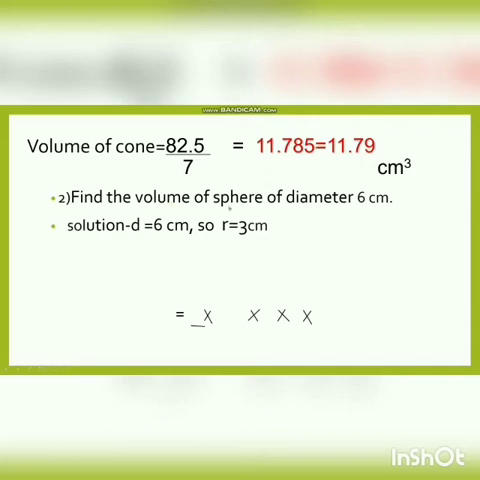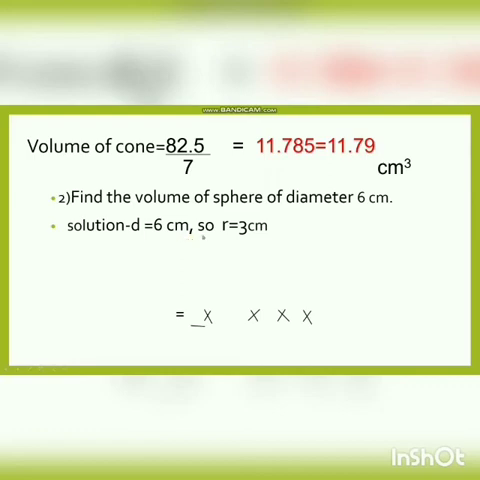Find the volume of sphere of diameter 6 centimeter. Again, listen carefully. Our example is find the volume of sphere. Diameter of sphere is 6 centimeter. We have to find out the volume of sphere. Now solution. In the example, diameter of sphere is given, which is 6 centimeter. So write down here d is equal to 6 centimeter.